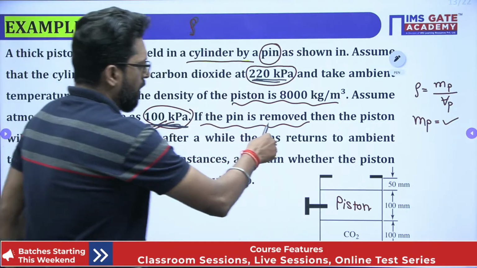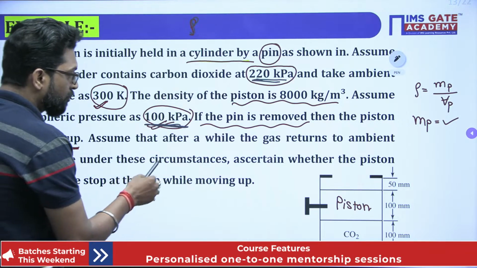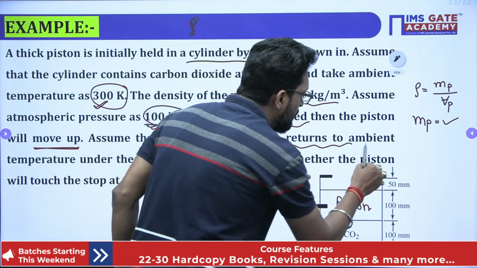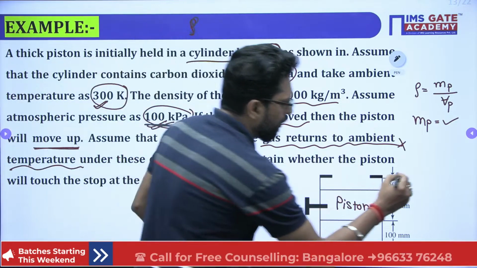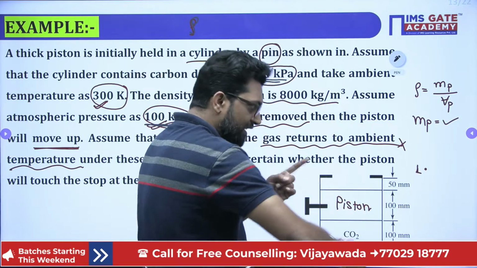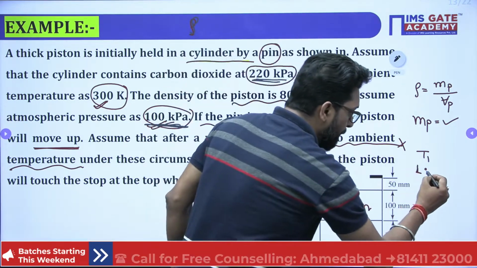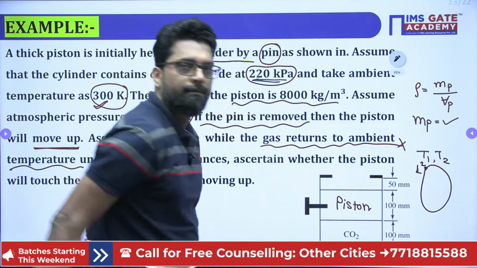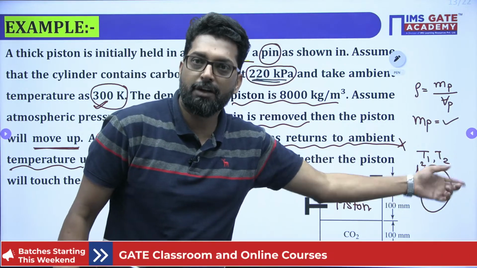Now, if the pin is removed, then the piston will move up. No problem at all. Now, assume that after a while the gas, this is very important, returns to the ambient temperature. That means if this is point number 1, the process is happening at temperature T1, and it will again return to its initial temperature at point 2. That means according to the temperature property, the initial and final points are the same.